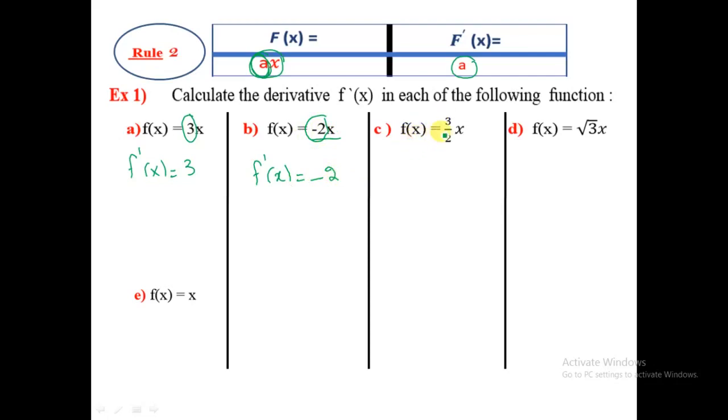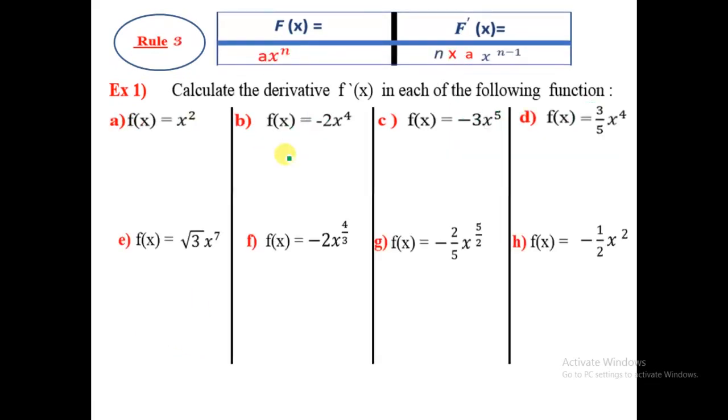If we have f of x equals 3 over 2 multiplied by x, meaning by the rule a multiplied by x, then the derivative f prime of x is the coefficient of x, which is 3 over 2. Part D, if we have f of x equals radical 3 times x, then the derivative here f prime of x equals the coefficient of x, which is radical 3. If f of x equals x in part E, then the derivative here is the coefficient of x, and here the coefficient is 1, so the derivative of x is 1. Let's go to rule 3.